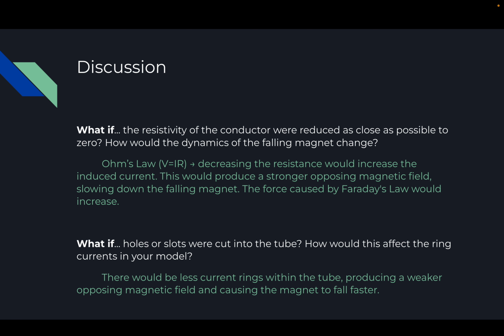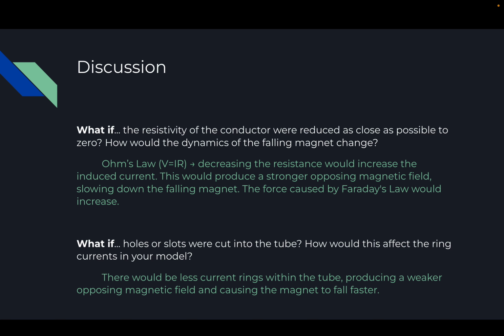For the discussion, what if the resistivity of the conductor were reduced as close as possible to zero? How would the dynamics of the falling magnet change? Ohm's law, V equals IR, tells us that decreasing resistance would increase the induced current, and this would produce a stronger opposing magnetic field, which would slow down the falling magnet. This is also caused by the force from Faraday's law, which would increase. So the magnet would slow down when it was falling.